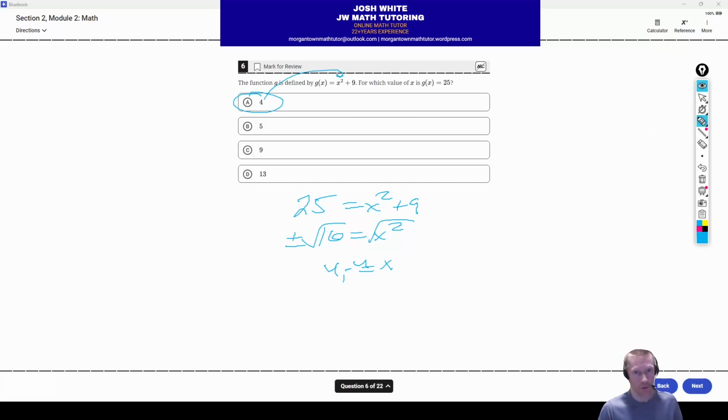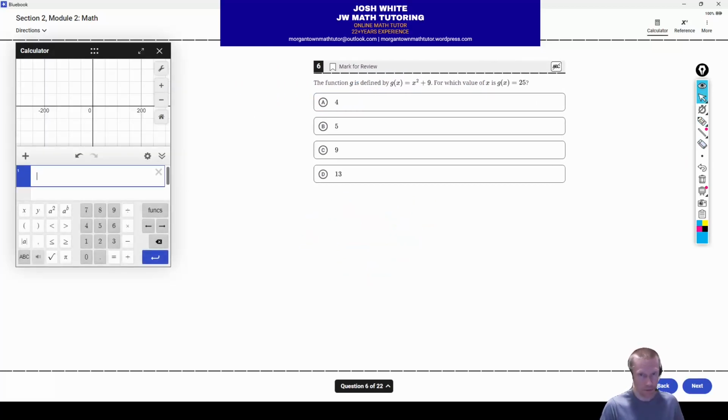So start with A, 4 squared, 16. 16 plus 9, 25. Does that match what we're looking for? Yes. Well, that's the correct answer then. So you could back solve this for method 2. And of course, method 3, you could just go to Desmos and you could graph it out.